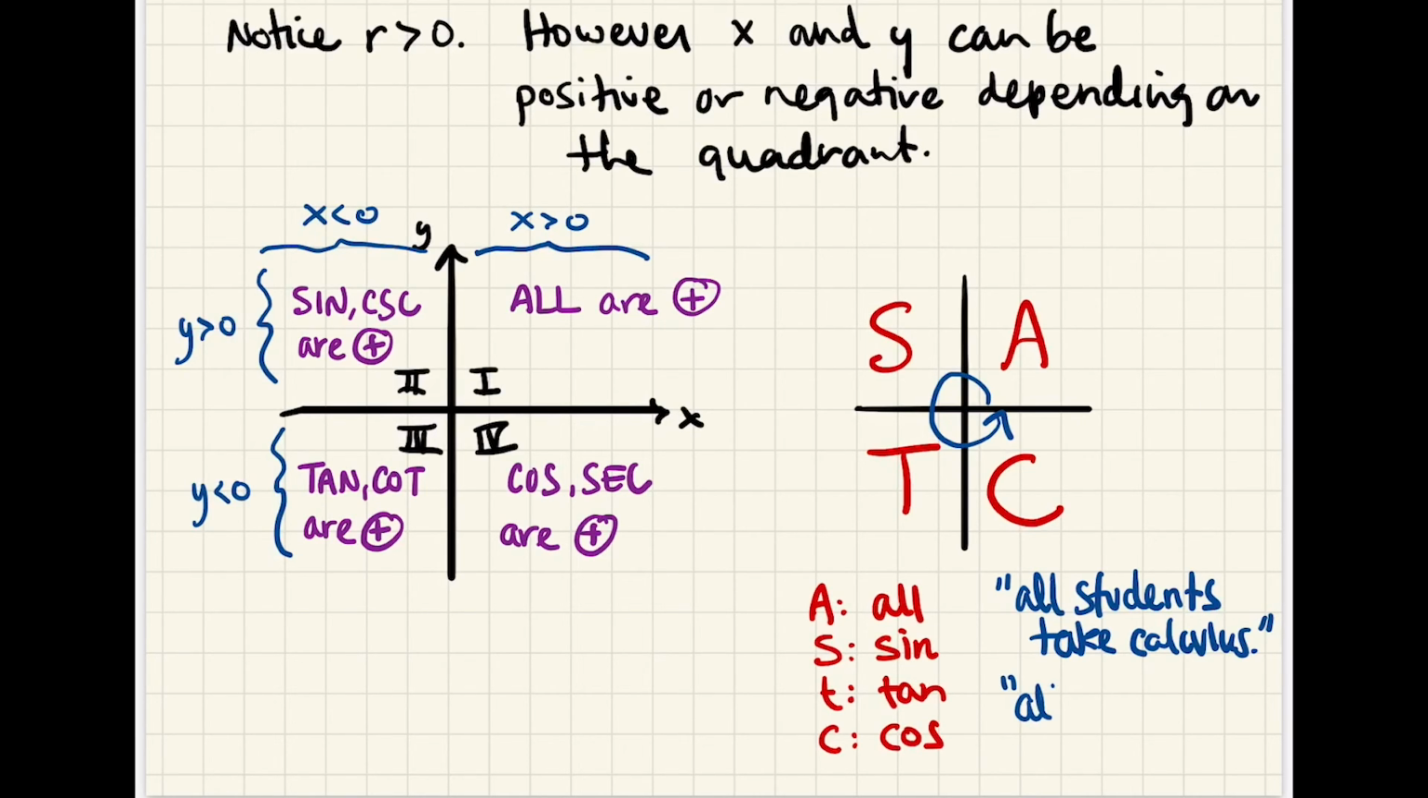Also, all soup turns cold. ASTC. All right, so that only acknowledges the principal three trig functions, doesn't acknowledge the cosecant, cotangent, or secant, but if you understand the reciprocal identities, then you only need to know what happens to sine, tangent, and cosine.